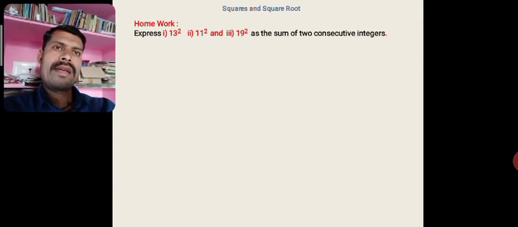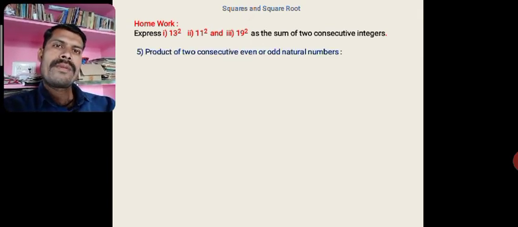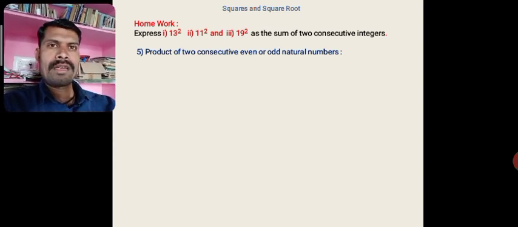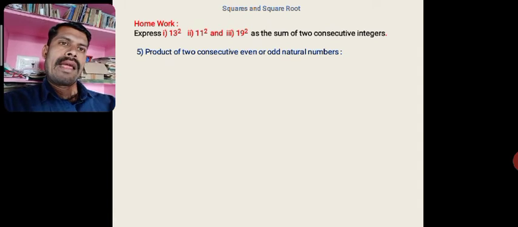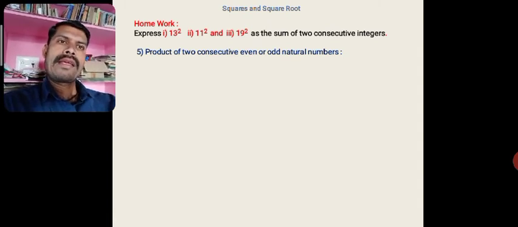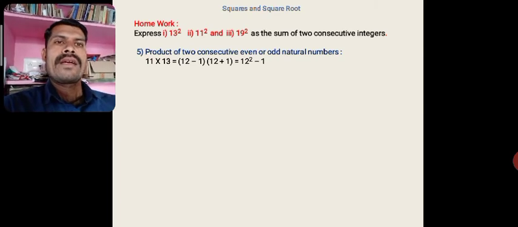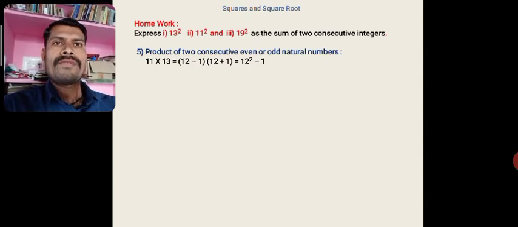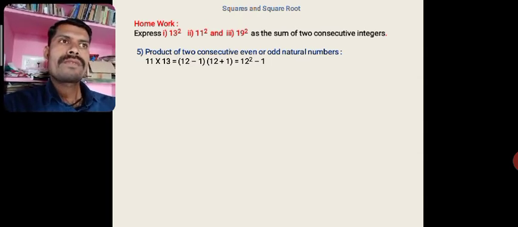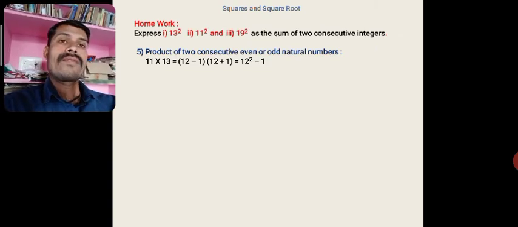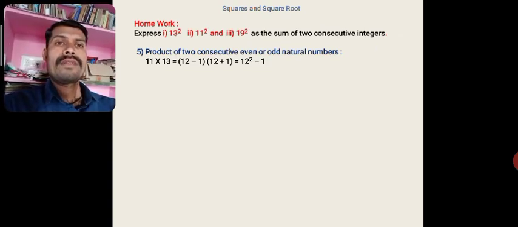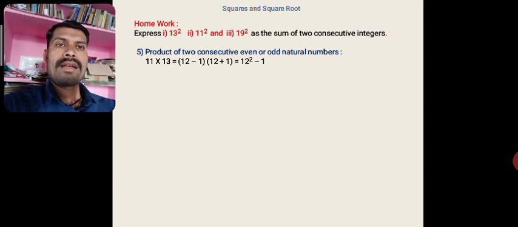Okay, and now let us go for one more pattern of square numbers, so that any square number can be expressed as the product of two consecutive even or odd natural numbers. You can see here, 11 into 13 gives 143. Okay, 11 into 13 can be represented as 12 minus 1 into 12 plus 1.